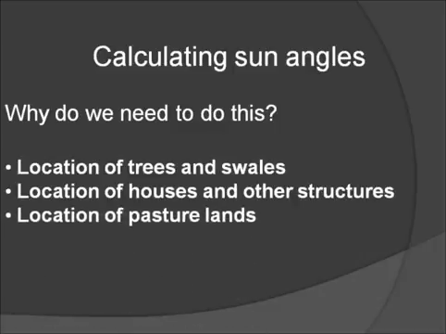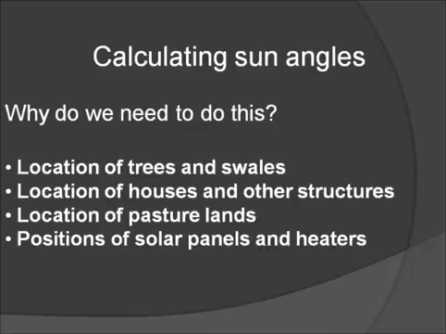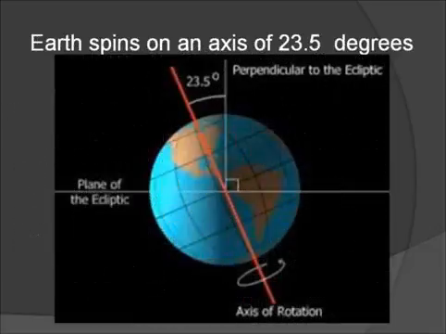How about our pasture lands? And then, when we have our structures, what's the angle we're going to use to put our solar panels and solar heaters up? And we all know the Earth spins on an axis of approximately 23.5 degrees.